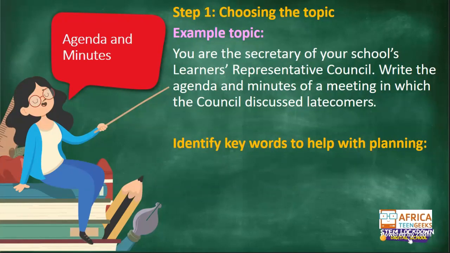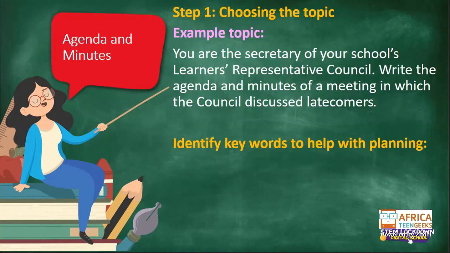Okay, there are various steps that you have to follow when you are writing an agenda and minutes. Step one, usually you'll be given different topics, and you will be required to write down an agenda and minutes based on a topic. So I've given you an example topic, and it goes as follows. You are the secretary of your school's learner representative council. Write the agenda and minutes of a meeting in which the council discussed latecomers. So that's the example topic, and this is the topic we have chosen.